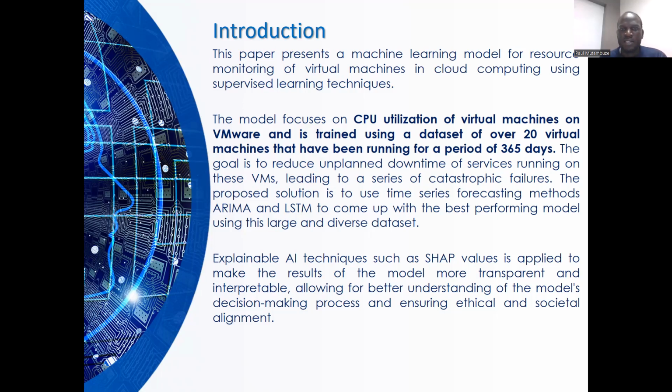Explainable AI techniques such as SHAP values are applied to make the results of the model more transparent and interpretable, allowing better understanding of the model's decision-making process, and ensuring ethical and societal alignment.